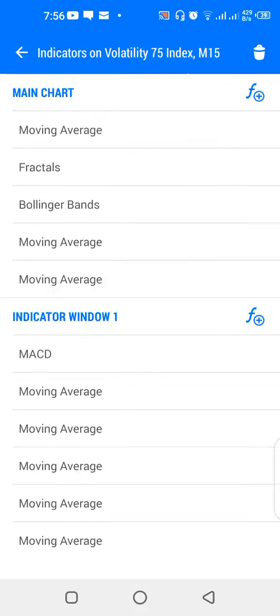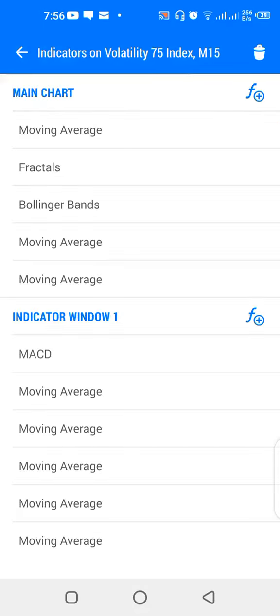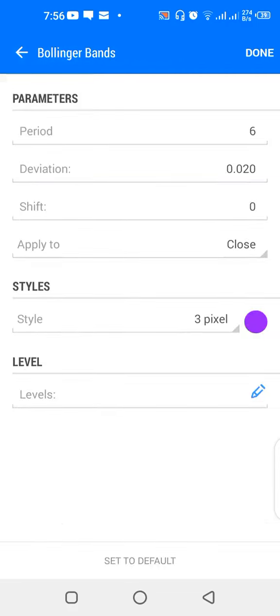Color is blue. We have fractals. We have Bollinger Bands. Period is 6, deviation is 0.02, shift is 0, apply to close. Color is purple. We have a moving average, period is 7, shift is 0, method is simple, apply to close.